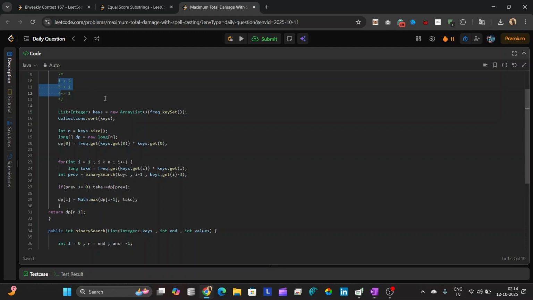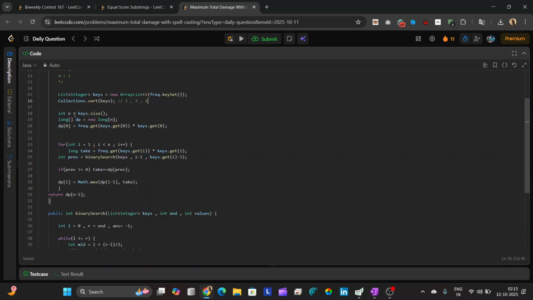After that, 1, 3 and 4. We take all the key sets and store them in a list, each as a key, as an element. And then I am performing a sorting operation. So 1, 3 and 4.